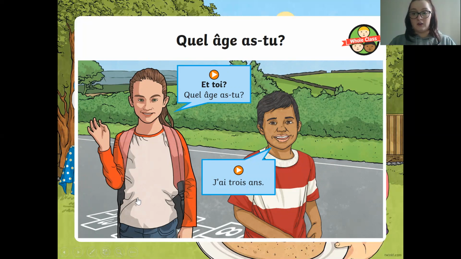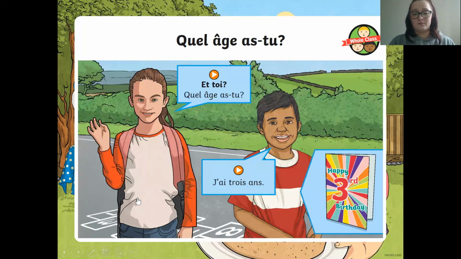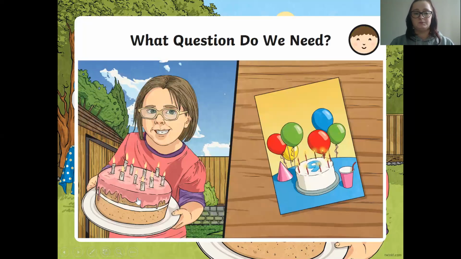So if you use your fingers, we did 1, 2, 3. He should be 3. Let's find out. Yay, we did it! He's 3 years old. He looks a little bit older than 3 though, doesn't he? He looks almost as old as Miss Dunn.